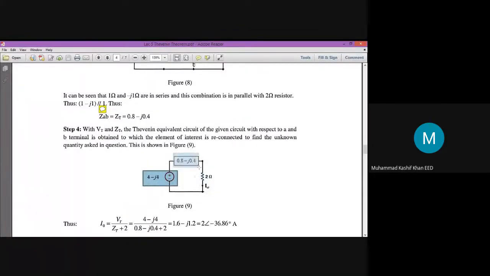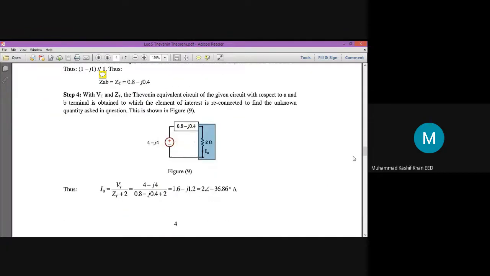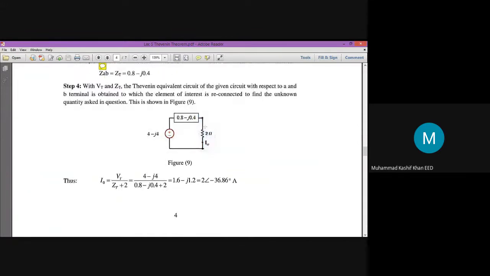The only step remaining is to connect back the element of interest. The element of interest that you removed at the start of the solution, we will connect it back, and now with the help of Ohm's law, we can simply find out the current flowing in this circuit. So this is the procedure for Thevenin theorem.